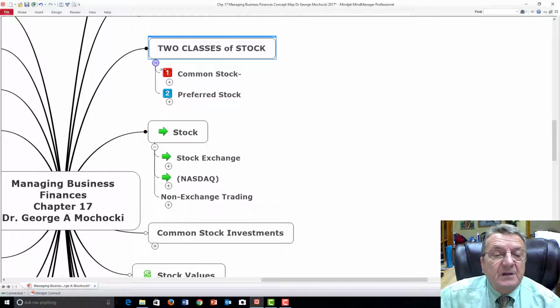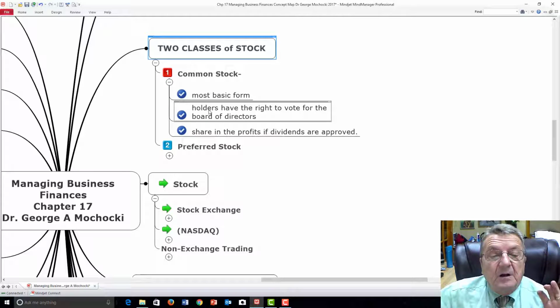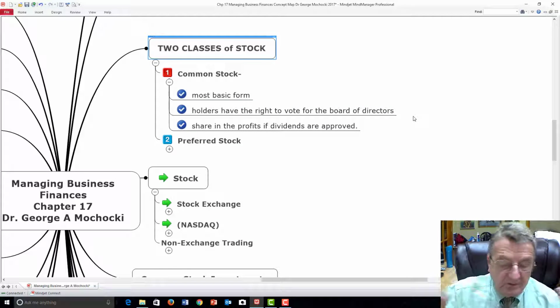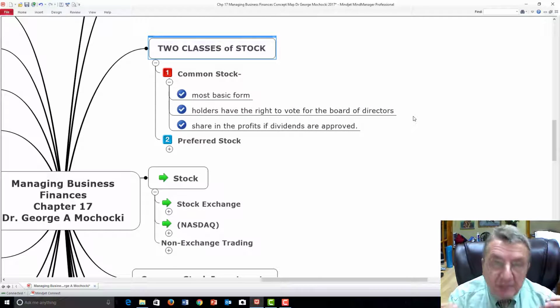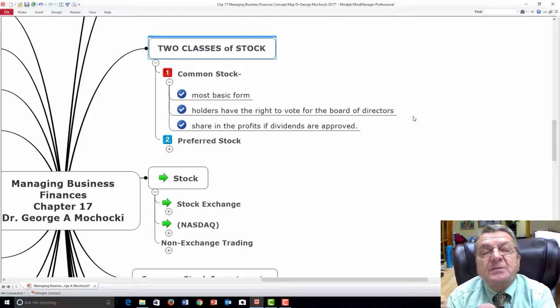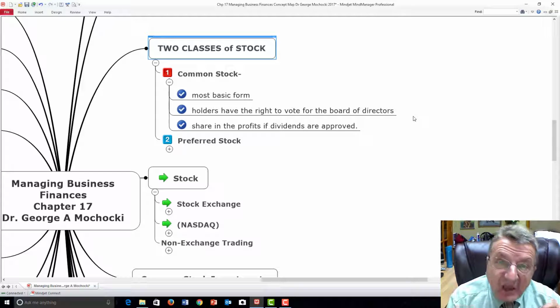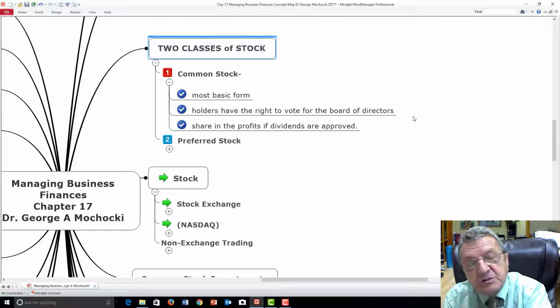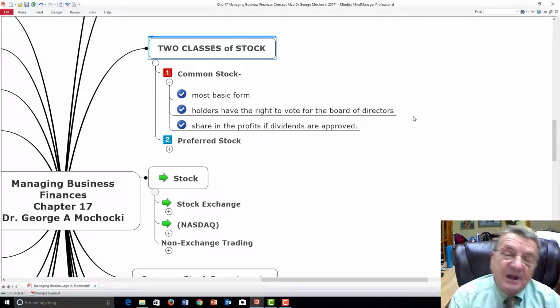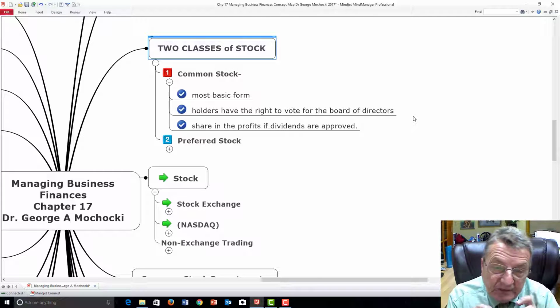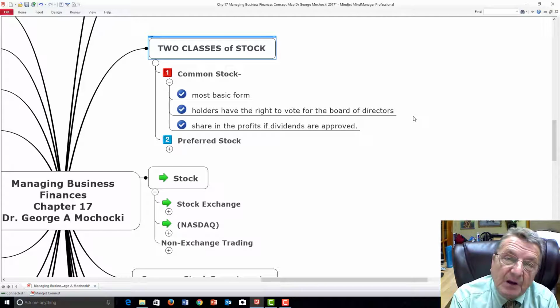Okay, so you've got two classes of stock. You have common stock. That means I have ownership. Most basic form. Holders have the right to vote for the board of directors. And when we look at the board of directors, remember, I never elect management. I elect the board of directors, and then the board of directors elects the management. This keeps me as a stockholder similar to a silent partner. I don't do anything with the management, so I can't be sued. This way I have limited liability, because only what I lose is at stake. Even though I'm an owner, I'm not a full owner, I'm like a silent partner.